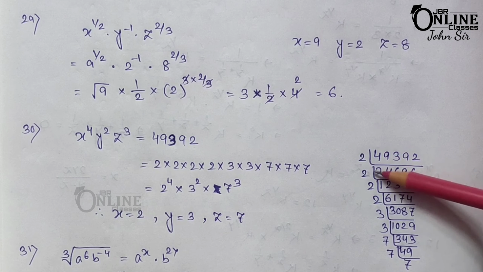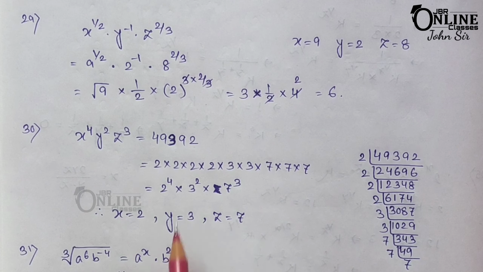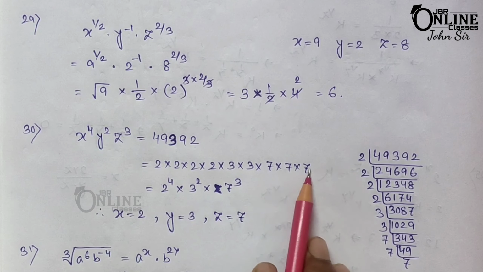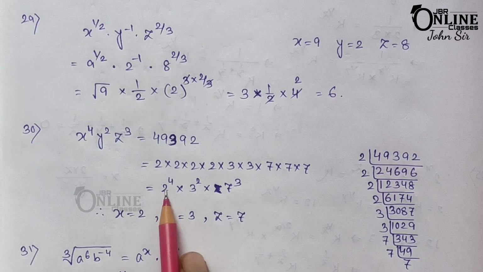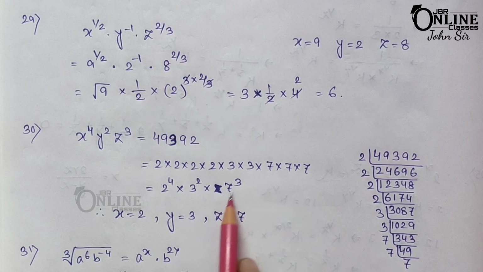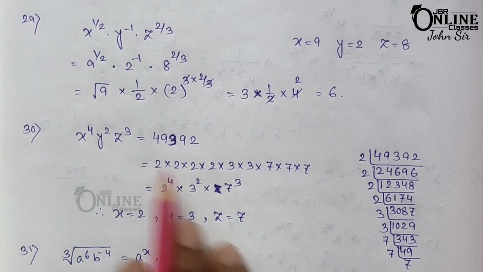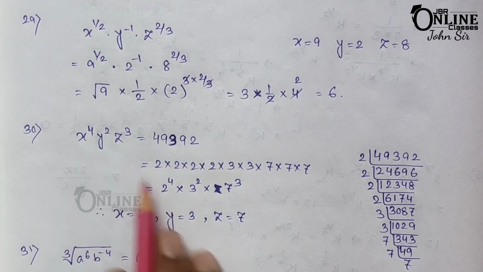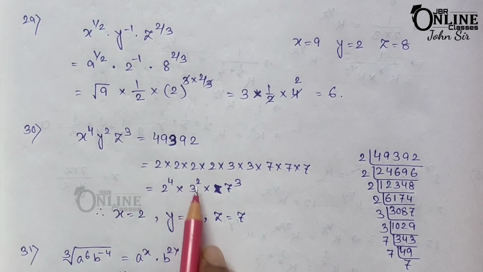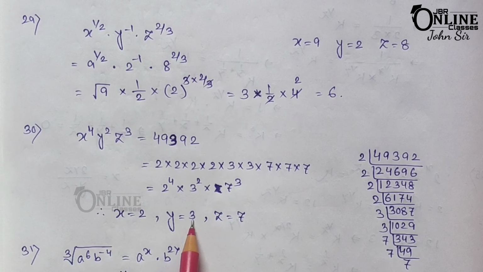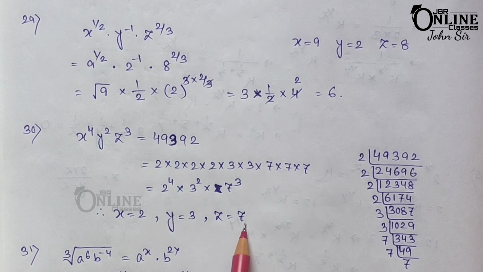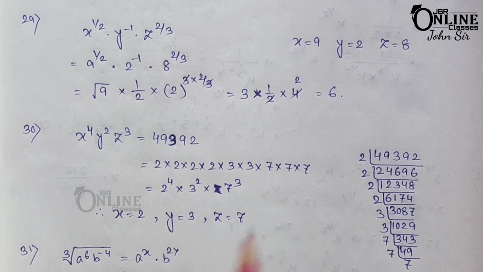So here I factorize this number and I get 2, 2, 2, 2, then 3, 3 and 7, 7, 7. Now there are four 2s, that means 2 to the power 4, then 3, 3 is 3 square, and 7 to the power 3. So by comparing both sides, as here x to the power 4, here 2 to the power 4, that means x equal to 2. Here y square, here 3 square, that means y equal to 3. Here z cube, 7 cube, that means z equal to 7. That is your answer.